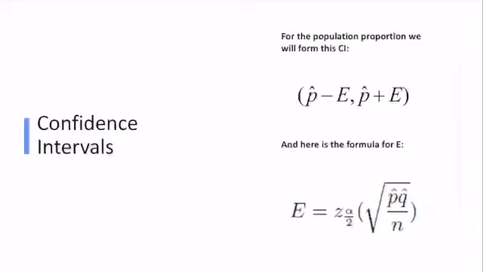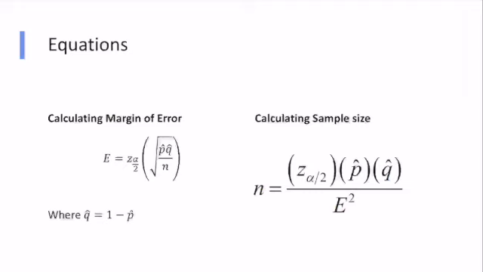So for our confidence intervals, what we do is we take P hat minus E and P hat plus E, which is our error bound. This is how we calculate our confidence interval. Here's our formula for E, which is Z sub alpha 2 times the square root of P hat times Q hat divided by N, where Q hat, it's important to know, is 1 minus P hat.